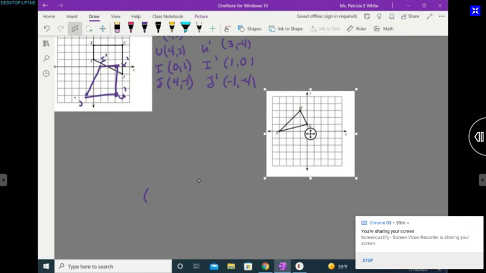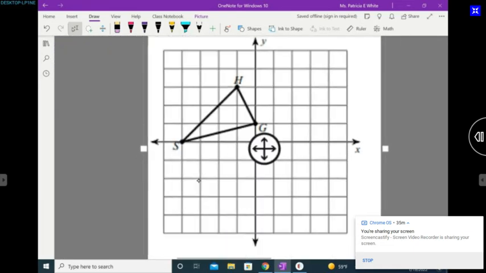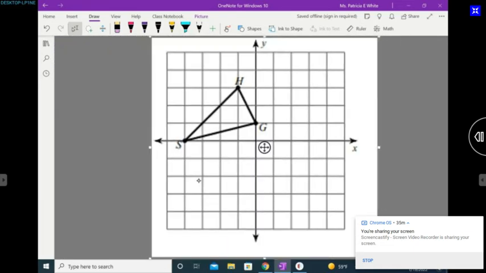Okay, hold on. One second. All right, doing your... that should work, please. Y comes first, opposite of X goes second.